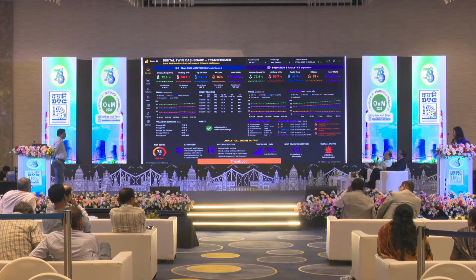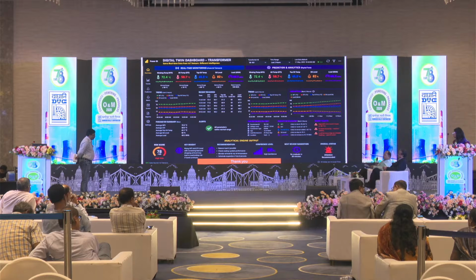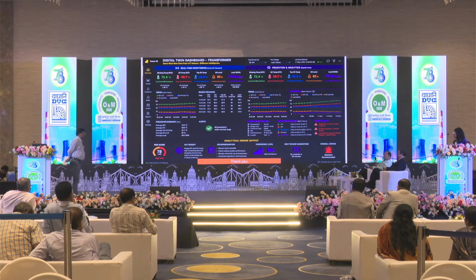Only for the thermal part, you have to install WTI and OTI data. We require continuous data from the WTI and OTI. No? WTI, OTI, load and ambient temperature. These four data we require at minimum, yes. Okay.